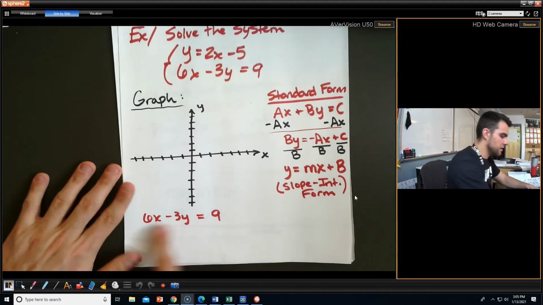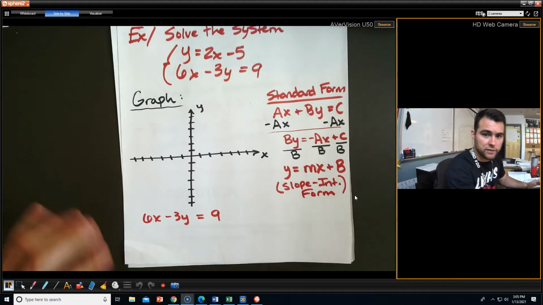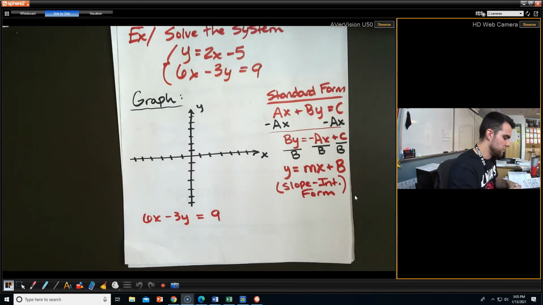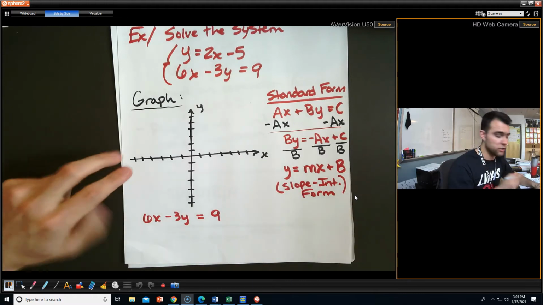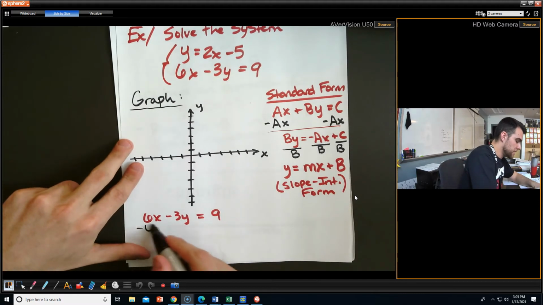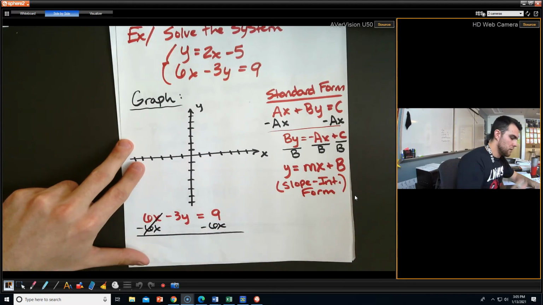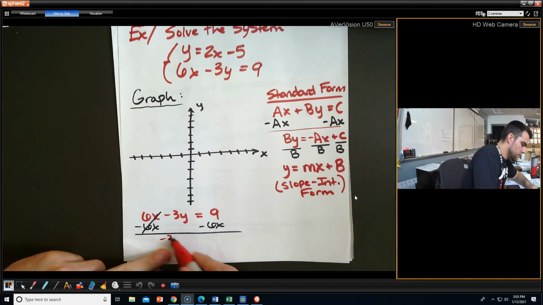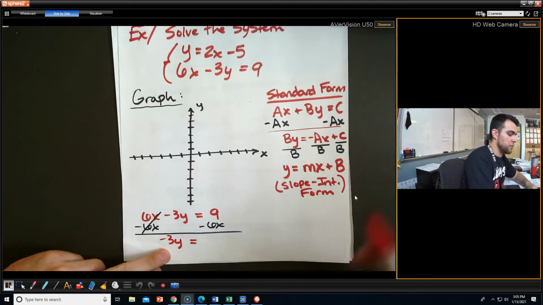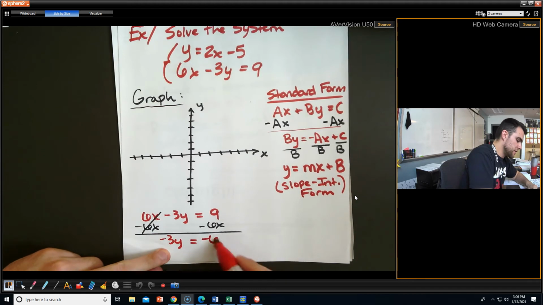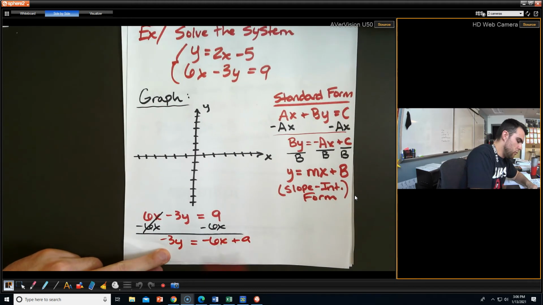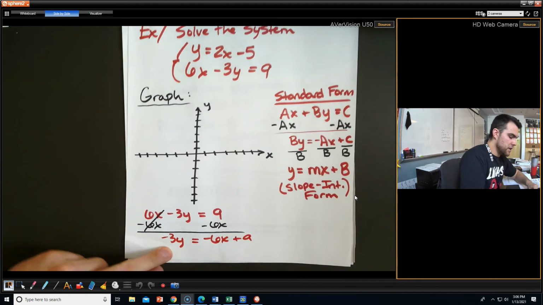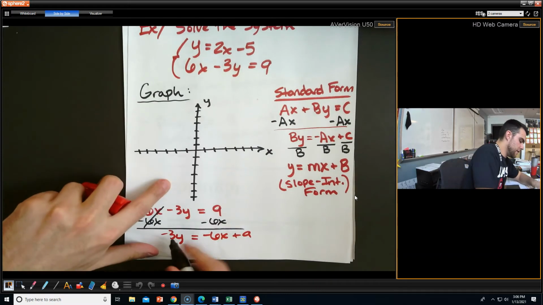So if I take this guy, I can't graph it yet until I change it to y equals mx plus b. So let's do exactly what I just laid out there. I'm going to minus 6x from both sides. I'm left with negative 3y equals, I'm going to put my negative 6x first, because I want it to be y equals mx plus b. And now I'm going to divide everything by negative 3.